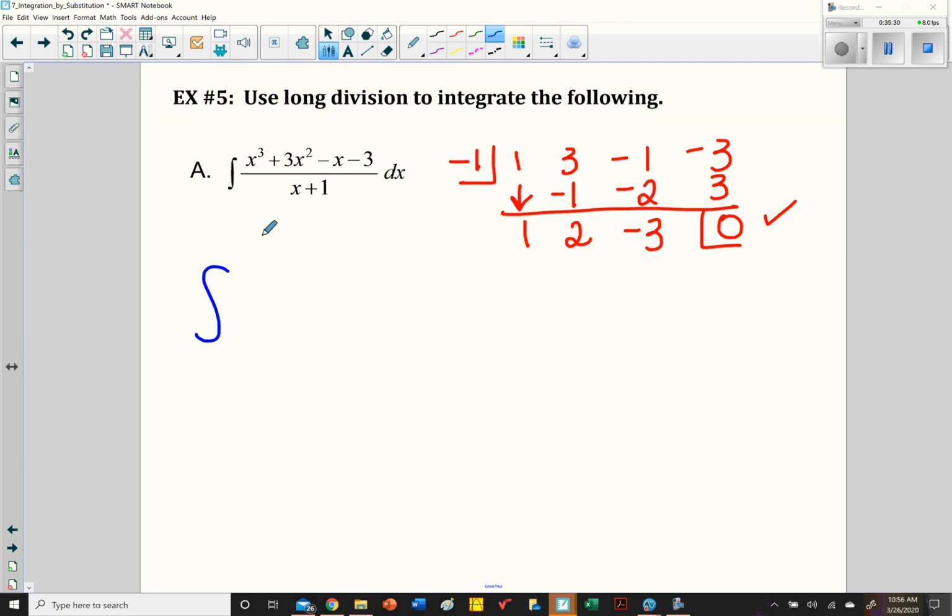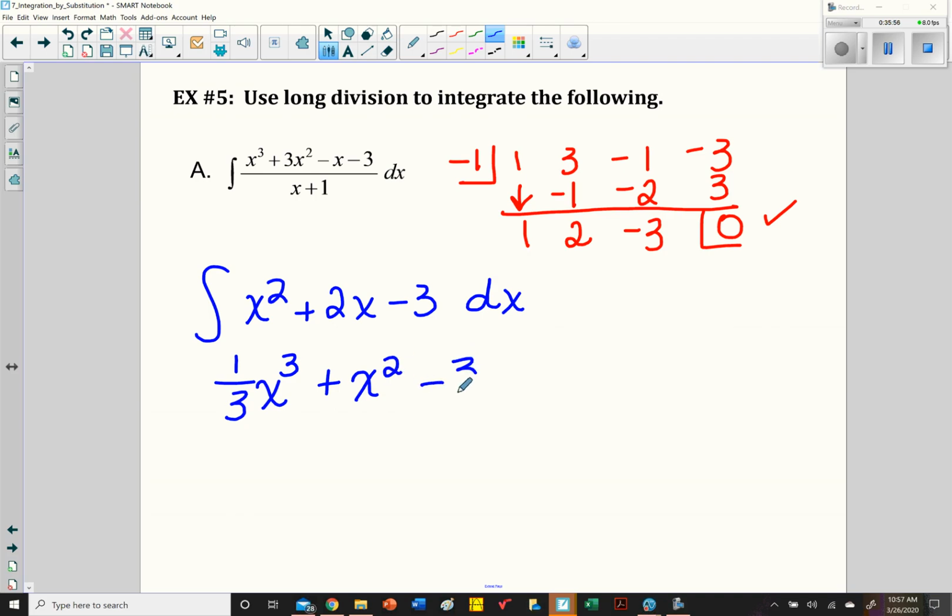And then I can reduce this down as x squared plus 2x minus 3. We don't have any remainder to take care of. We've divided out. And the reduced polynomial, or depressed polynomial, makes it very simple to integrate. 1/3 x cubed plus x squared minus 3x plus a constant. So using long division, we can integrate.